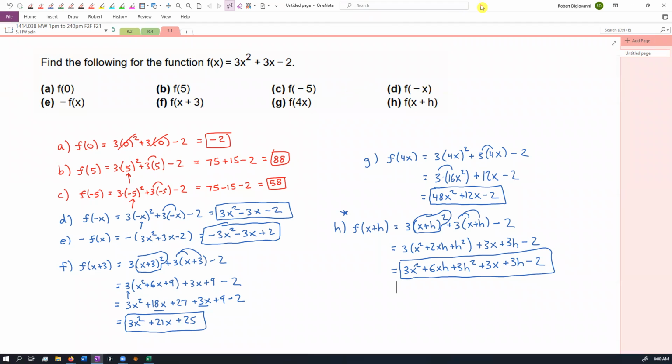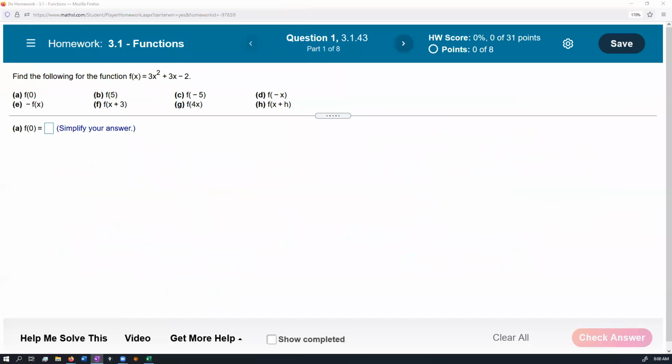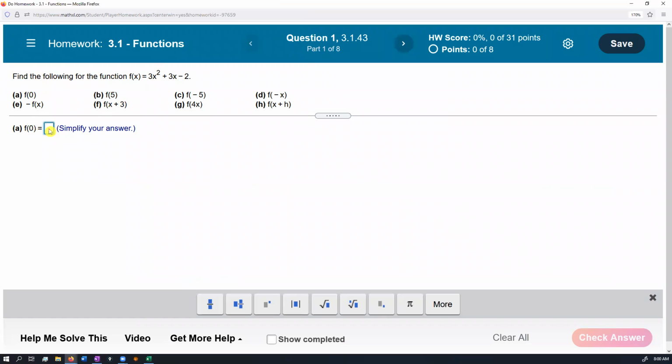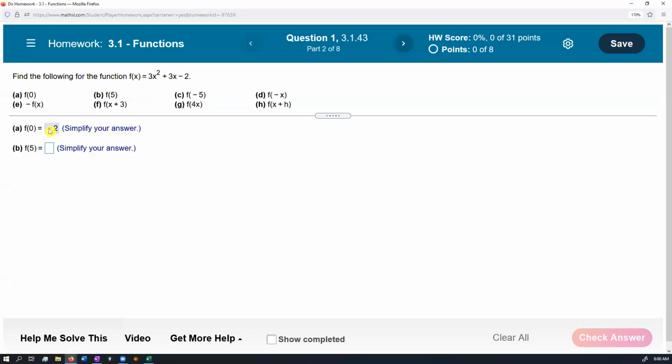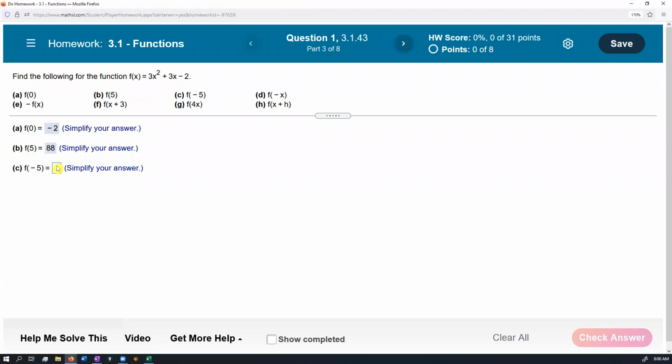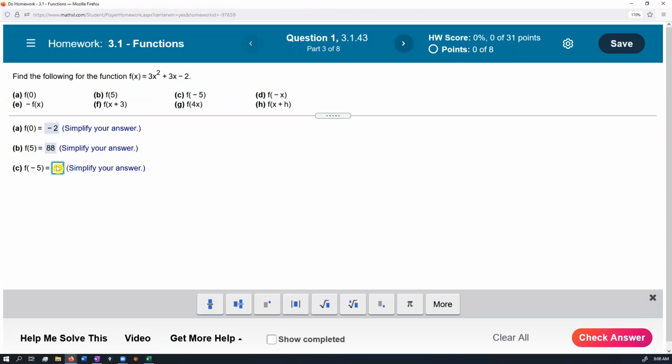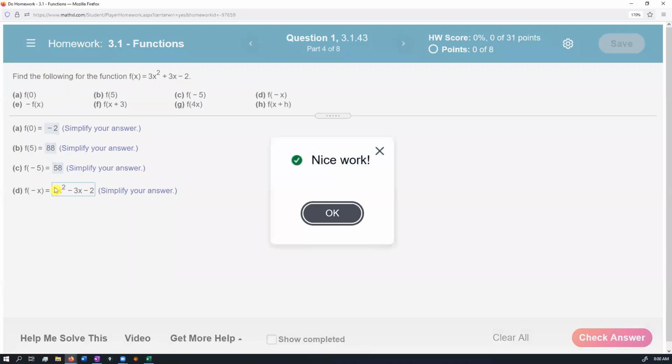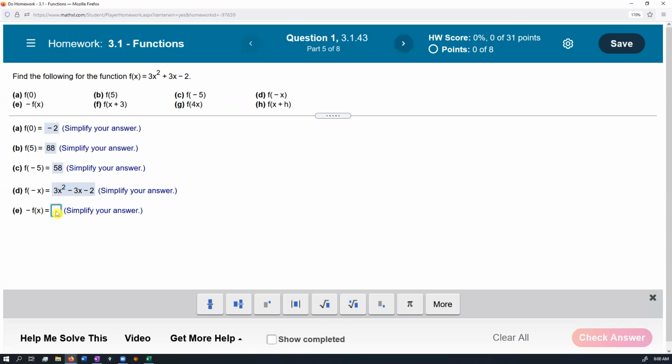All right, let me move this out of the way and then let me type these answers in to see how we do here. So we get -2. Okay, for this one, we got 88. For this one, we had 58. For this one, we had negative x. When we plugged in negative x, we got 3x squared minus 3x minus 2. And then for this one, we got negative 3x squared minus 3x plus 2.